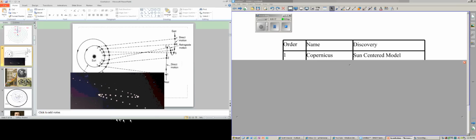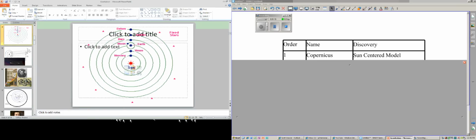If we take a step back then, you can see how the heliocentric model was then decided upon. The Sun in the center and the Earth and all the planets revolving around the Sun.